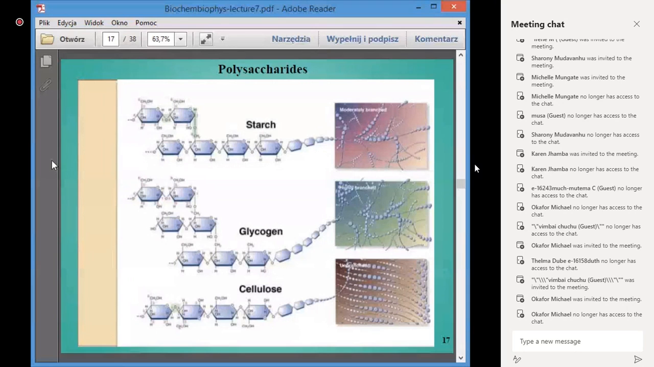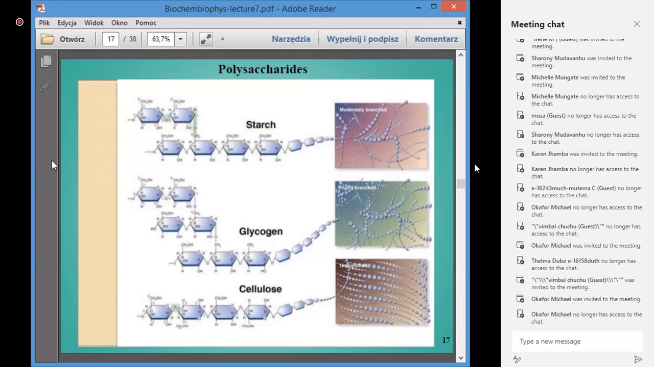And here I know that this picture is maybe not very clear, but you can find different organization of such glucose molecules in case of starch, glycogen, and cellulose. So we can say that in some cases such polysaccharide chains are branched. In case of starch, they are moderately branched. In case of glycogen, they are highly branched, and in case of cellulose, they are unbranched.